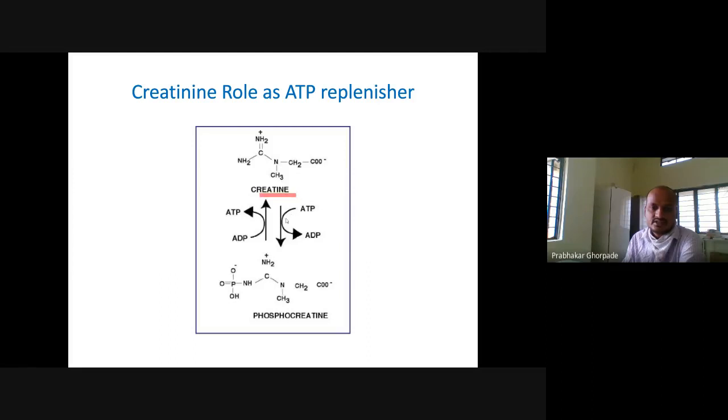If it is reacting with the ATP, it can give the phosphocreatine, and if the phosphocreatine is breaking down, then we are getting creatine, and then ADP is getting converted into the ATP. So basically, this creatine acts as an ATP replenisher. So whenever the body has less ATP, this creatine phosphate can give the ATP to our body.